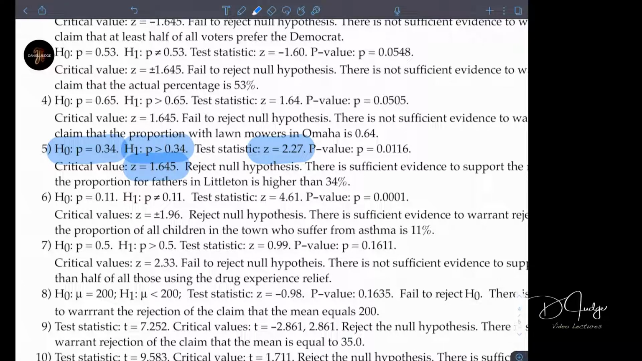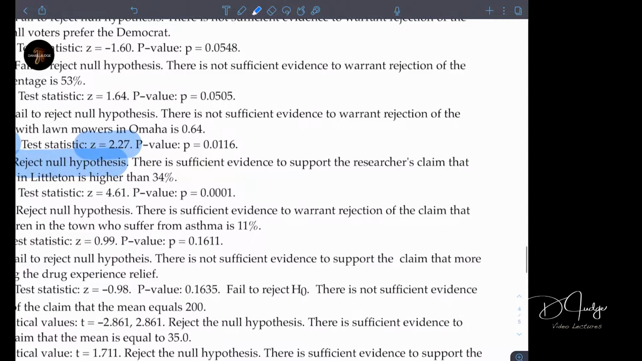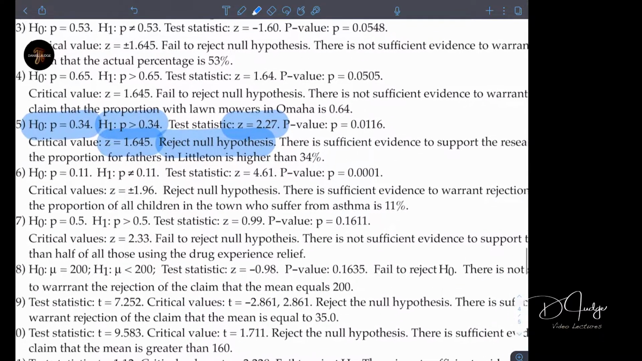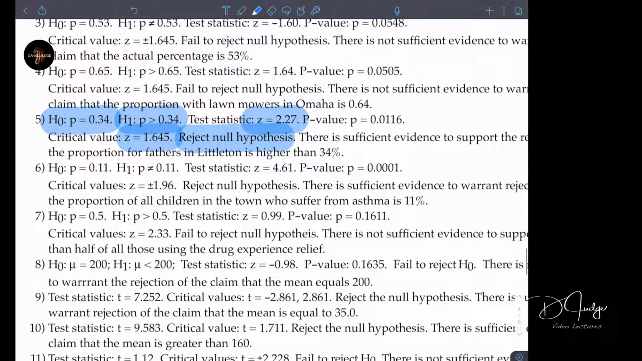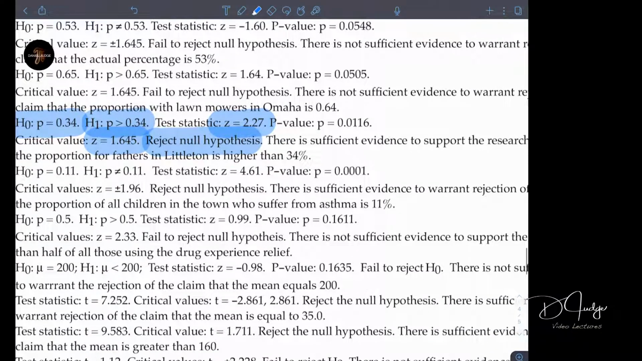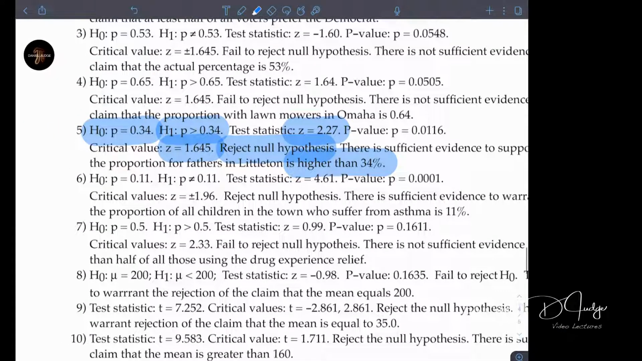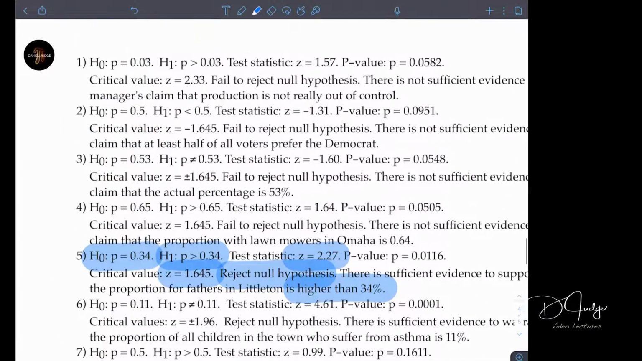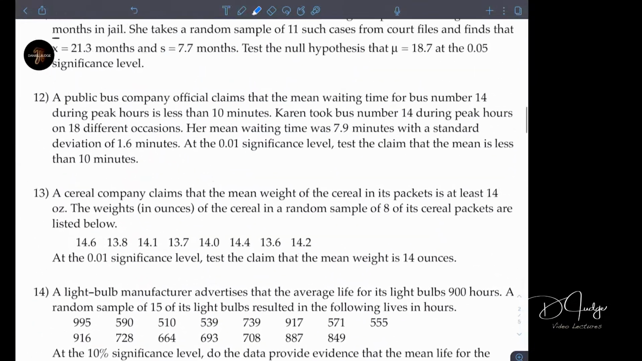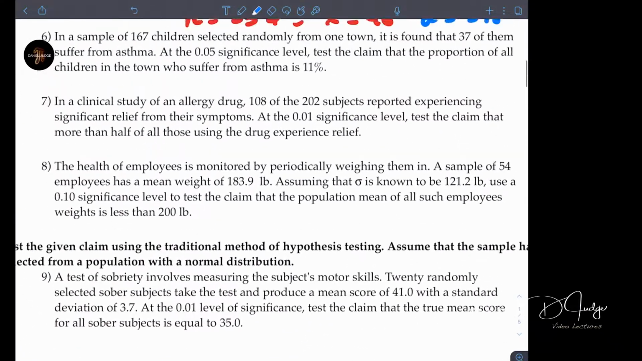And you're rejecting the null. That means throw out the null. There is sufficient evidence to support the claim. So, okay. And that the proportion of fathers in Littleton is higher than 34. Okay. It's exactly what we said, just so you guys know. Okay, pretty good. Exactly our conclusions. So anyway, it's not too bad, ladies and gentlemen, not too bad.